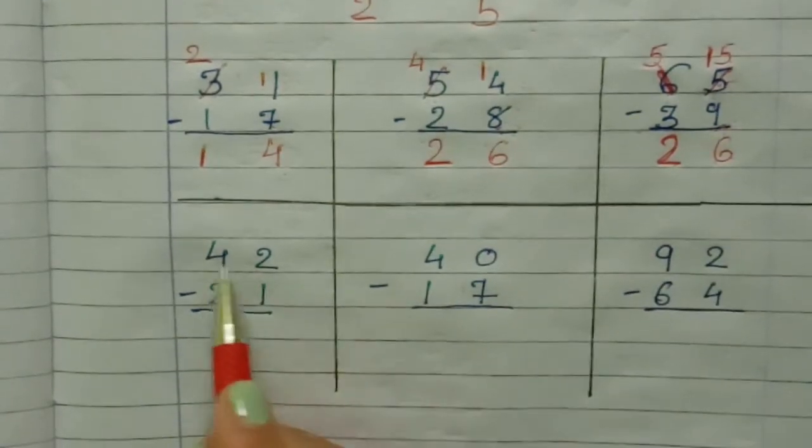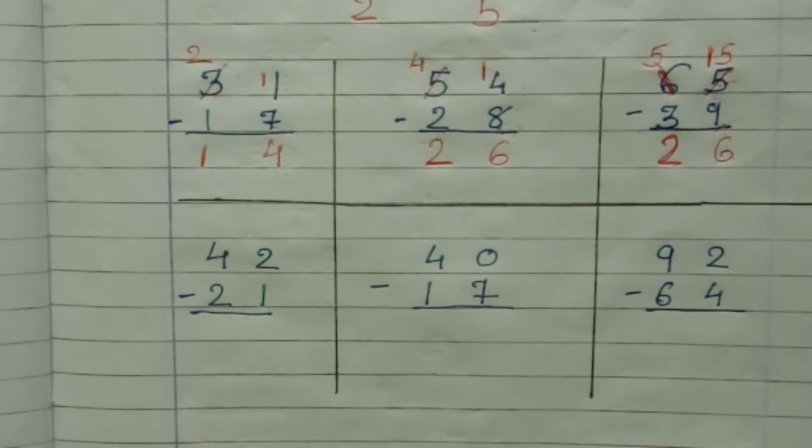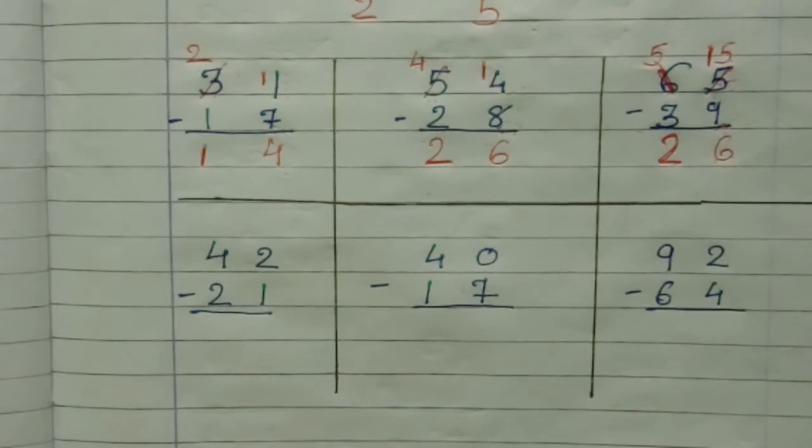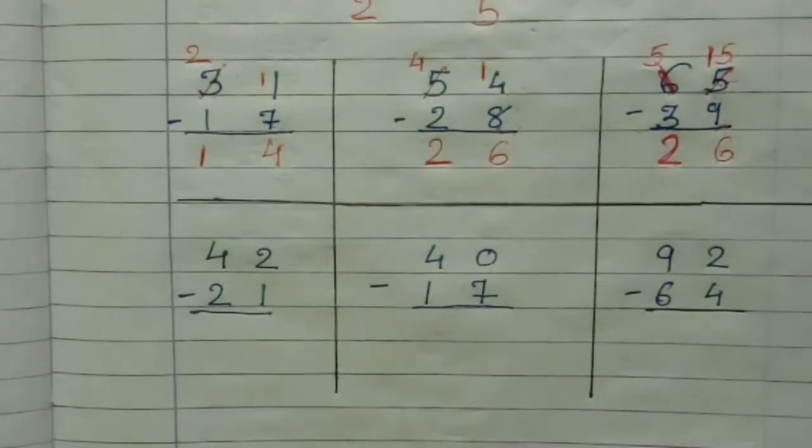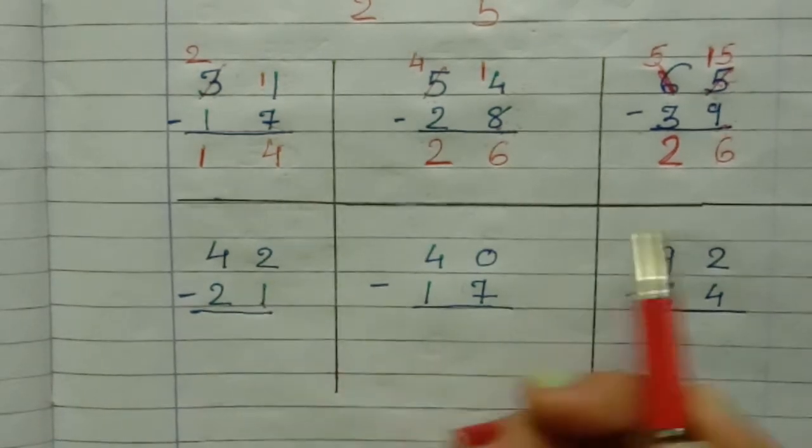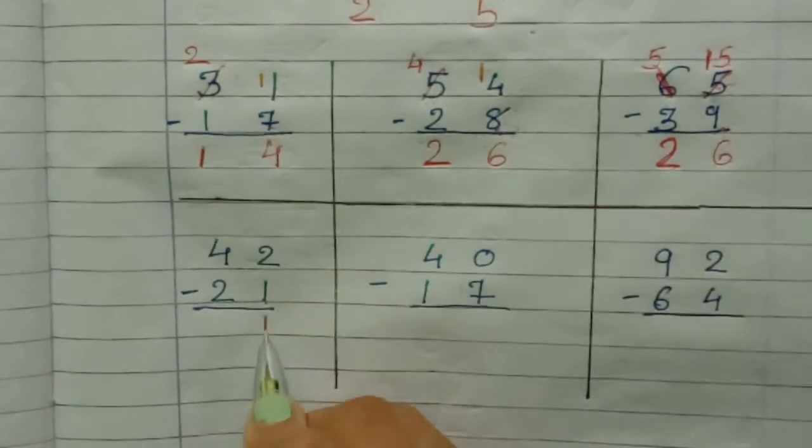Now see 42 minus 21. At the one's place, 2 and 1. We have to subtract 1 from 2. Is it possible or not? Check: if someone asks for 1 from 2, yes, we can give 1 chocolate from 2 chocolates. If you have 2 chocolates and someone asks for 1, then you can easily give 1. So 2 minus 1, it's 1.